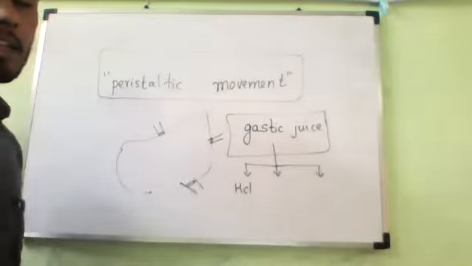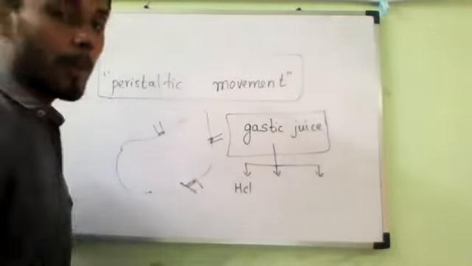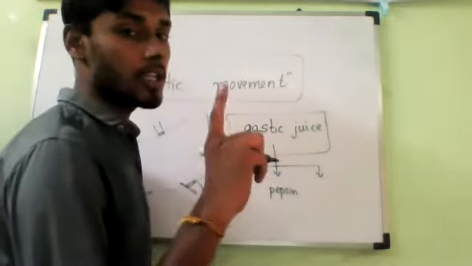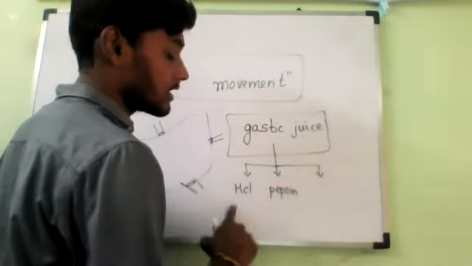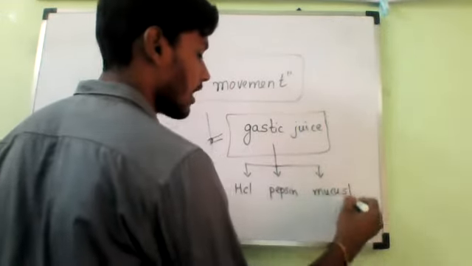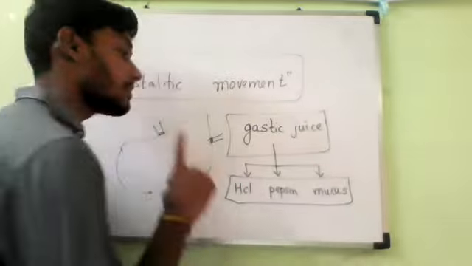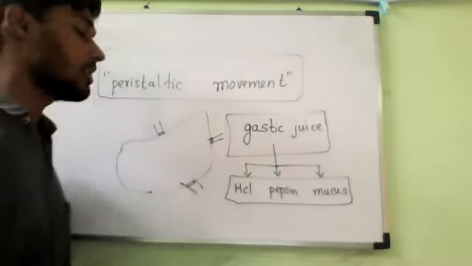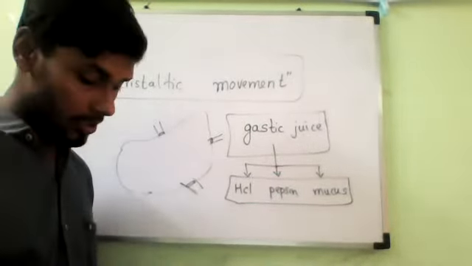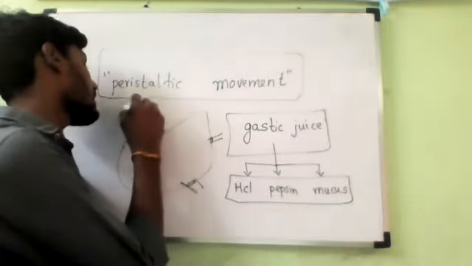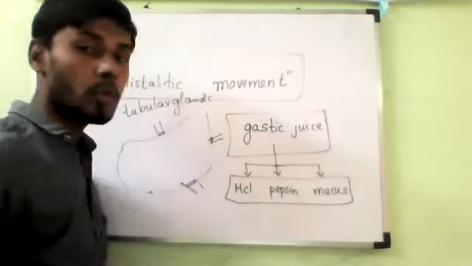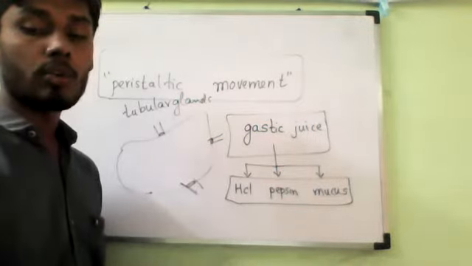Next, the enzymes like pepsin. What is the next one? Pepsin. Not trypsin. Remember, trypsin is also there, but it will come later. This gastric juice contains only HCl, pepsin, and mucus. These are the three substances that gastric juice contains. Secreted by whom? Secreted by tubular glands. We will see the glands and what happens later.